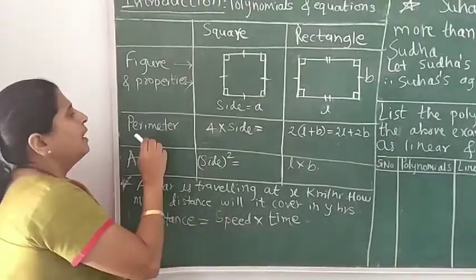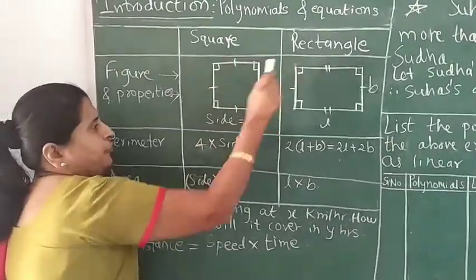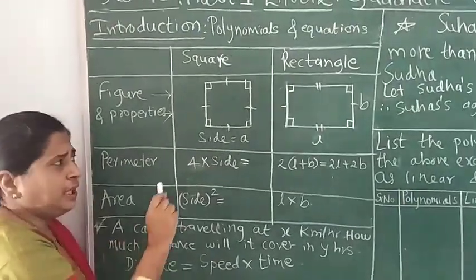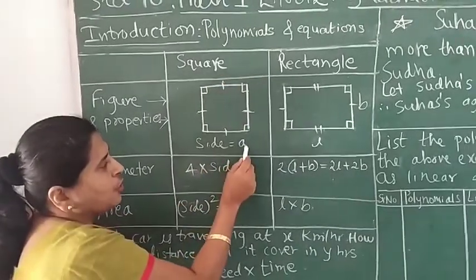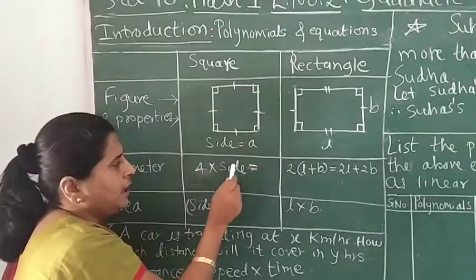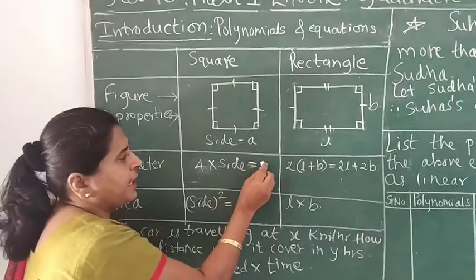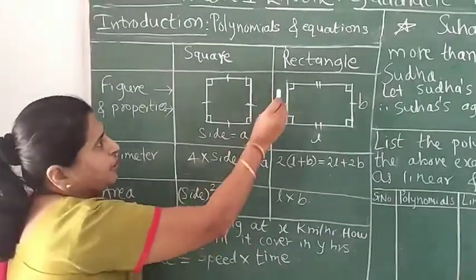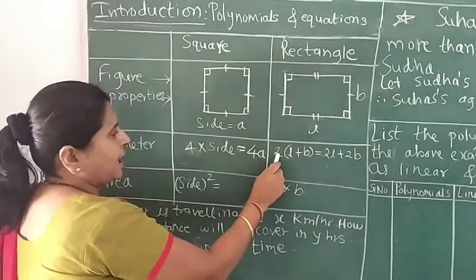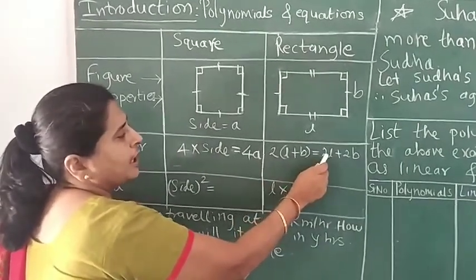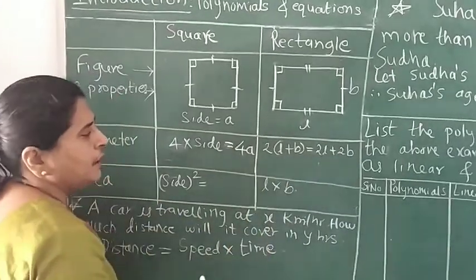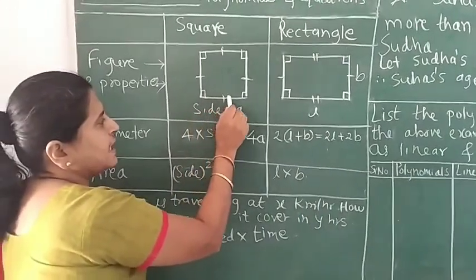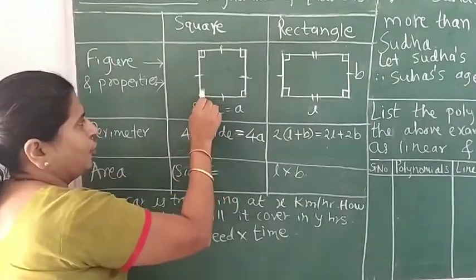Now let's see how to find the perimeter of these two figures. We know that the perimeter of a square is 4 into side. If the length of the side of a square is denoted by a variable, say a, its perimeter will be 4 into a, which is 4a. Now what is the perimeter of the rectangle? The perimeter of the rectangle is 2 times length plus breadth, or 2 times length plus 2 times breadth, because perimeter is nothing but the addition of all sides. For the square, this is the sum of all sides, so a plus a plus a plus a, 4 times a.